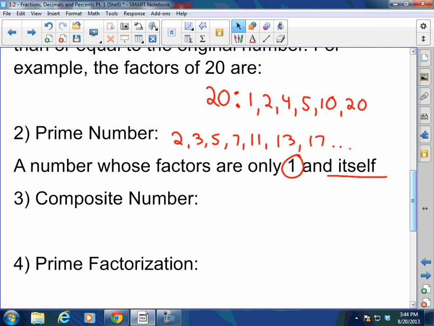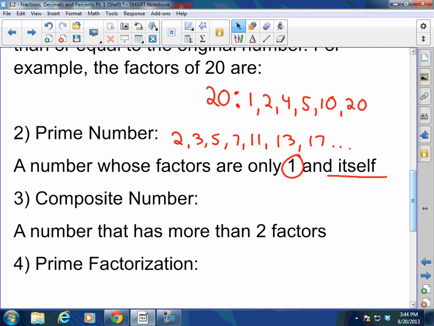So the opposite of a prime number is a composite number. A composite number is a number that has more than 2 factors. For example, let's say 9. 9 has the factors 1, 3, and 9. So that is a composite number. 9 is a composite number.